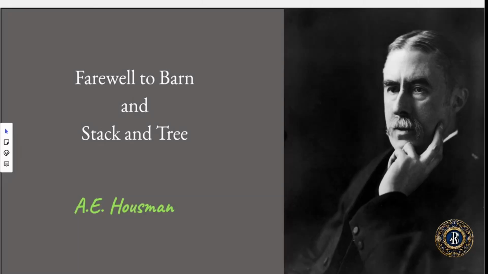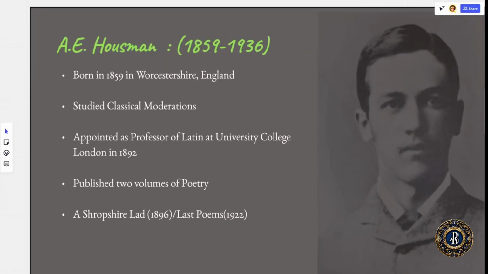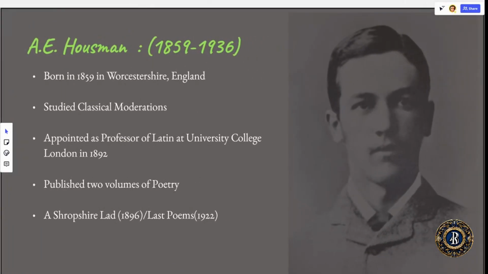Farewell to Barn and Stack and Tree by A. E. Housman. Alfred Edward Housman, commonly known as A. E. Housman, was an English classical scholar and poet born in 1859 in Worcestershire, England.